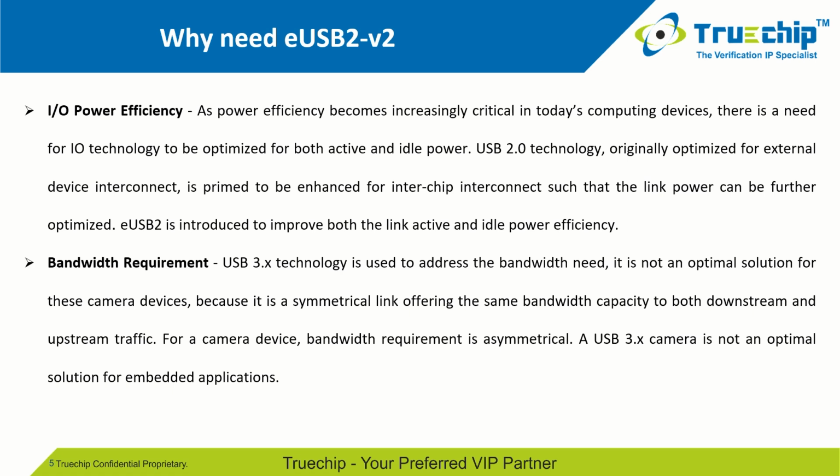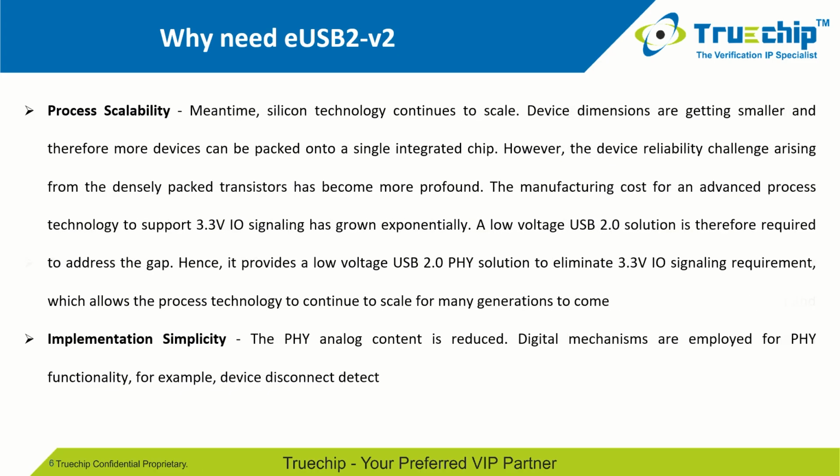Second one is bandwidth requirement. USB 3.x technology is used to address the bandwidth need. It is not an optimal solution for these camera devices because it is a symmetrical link offering the same bandwidth capacity to both downstream and upstream traffic. For a camera device, the bandwidth requirement is asymmetrical. A USB 3.x camera is not an optimal solution for embedded applications. Hence, we required eUSB2.